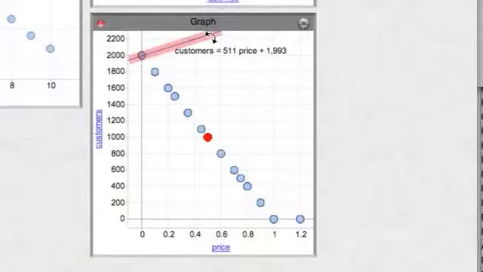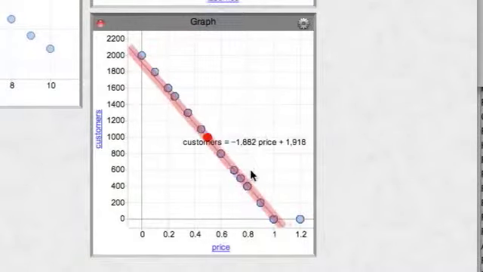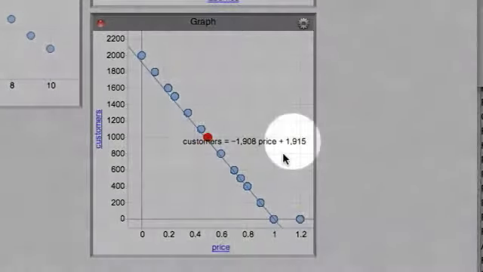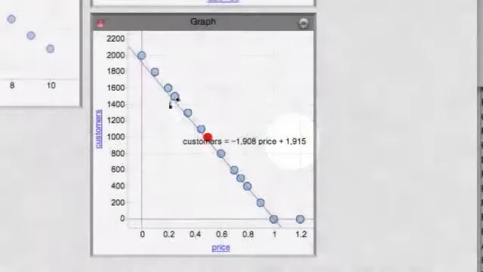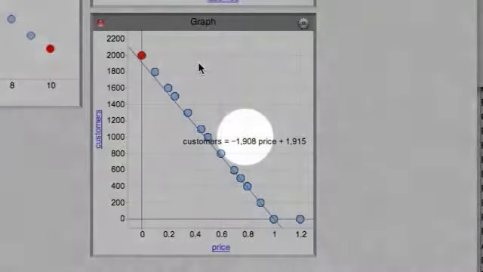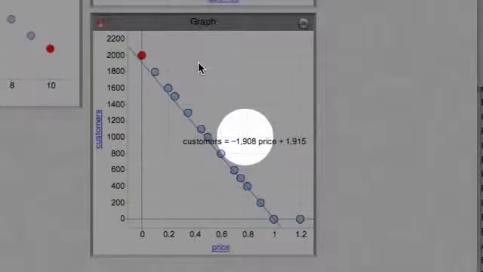We can put a movable line on the graph. Does the equation make sense in slope-intercept form? Sure, the intercept looks like it's about 2,000. That's how many people will take your insurance at a price of 0, that is, when you give it away. The slope is rise over run. 2,000 is the rise, and 1 is the run, for a slope of negative 2,000.